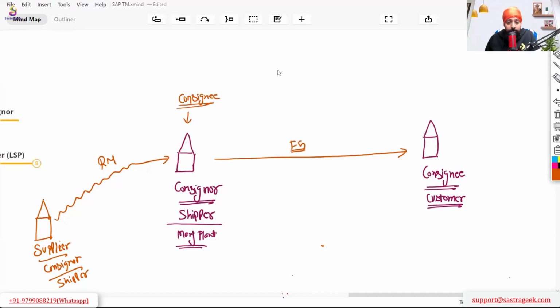Yes, supplier can also be consignee. How can the supplier be consignee? Let's say it is a return scenario. The supplier sends it to you, and you say, okay, boss, this is not the product we required, I'm sending it back to you. In a return scenario, what will happen? Again, you will become a shipper and your supplier here will become a consignee.